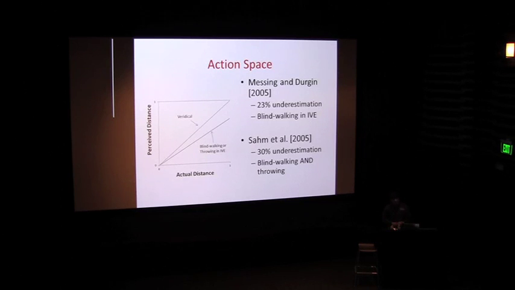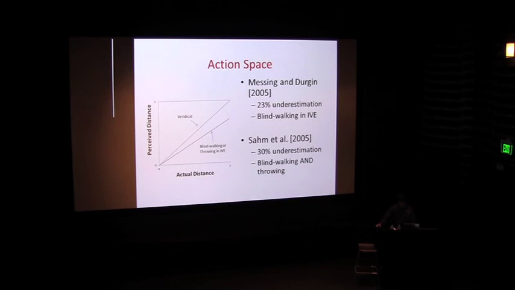So what have people found so far in the literature? When it comes to action space, there's been a lot of work. Here is a graph that shows the relationship between actual distance and perceived distance, and the vertical shows one-to-one performance. And what people have noted with respect to depth perception is that in action space there's a vast underestimation.